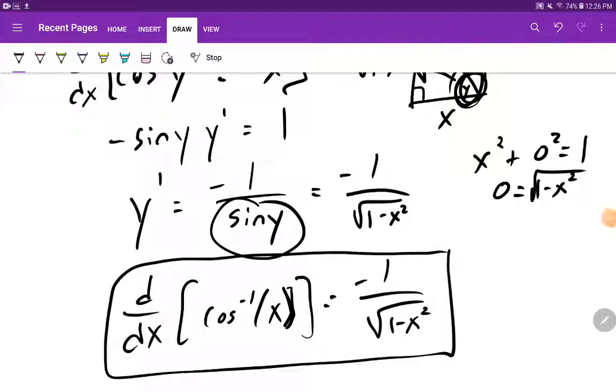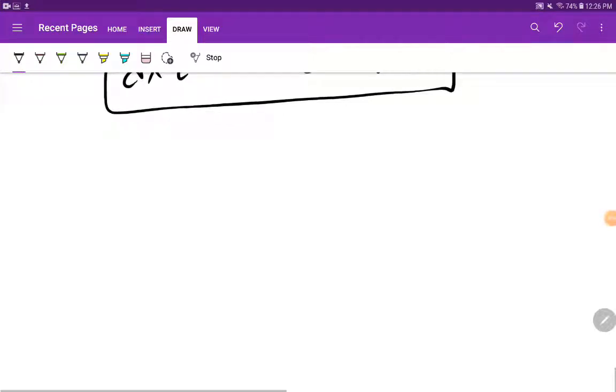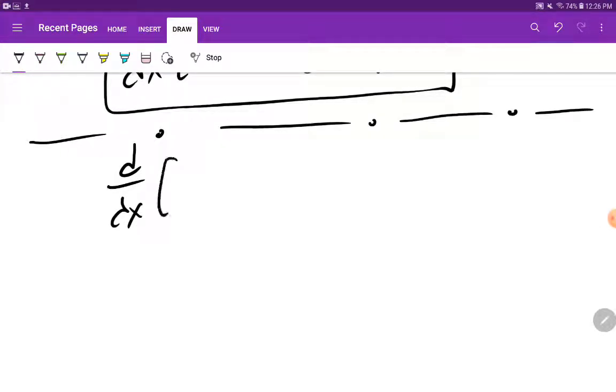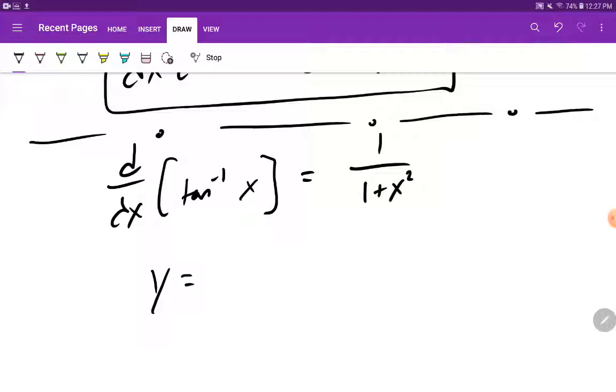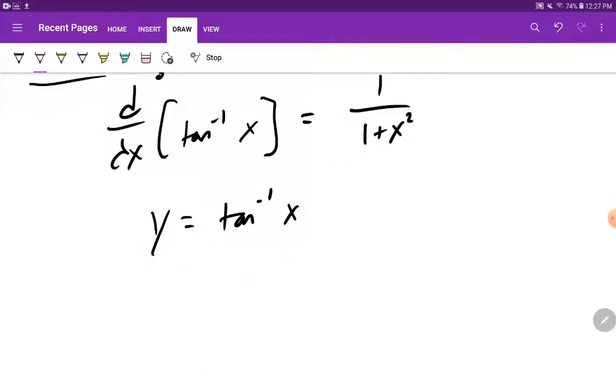All right, up next we have tan inverse. So let's do d dx of tan inverse. All right, and I think I said it in class already. We should get 1 over 1 plus x squared. So let's prove it. y equals tan inverse of x. Just like the other ones, we're going to tan both sides, so it's nice and crispy. Get it? All right. So tan y is equal to x.